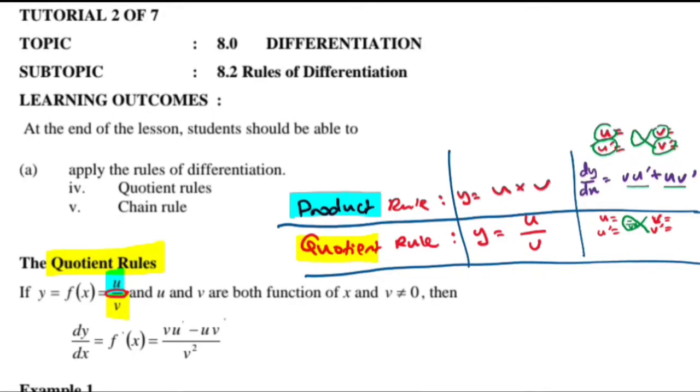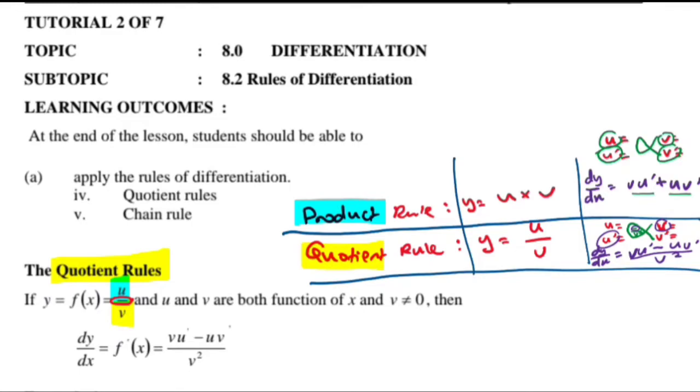Alright, so the formula for quotient rule, for you to remember easily, is just you start with v as well, and then you multiply with u prime, but in the middle, as written in that fish, is a minus sign, and then we write u and v prime over v squared. So that's the formula for quotient rule. Now let's look at a few examples on how to apply this formula.